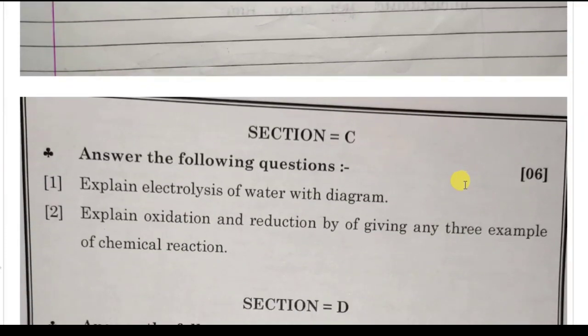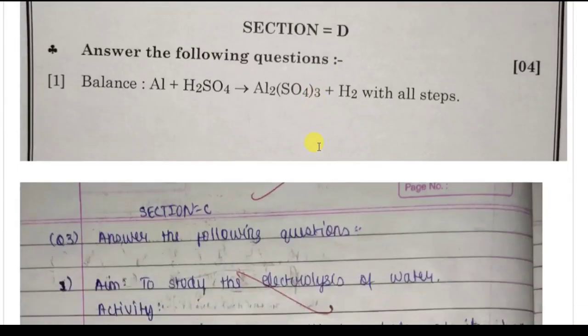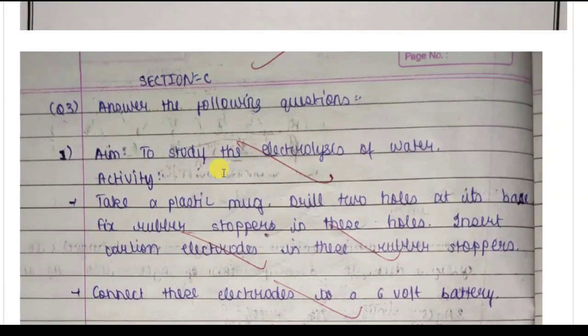Now section C, answer the following questions. Here there are 2 questions, 6 marks. The first one is, explain electrolysis of water with diagram. Then the electrolysis process is as given.